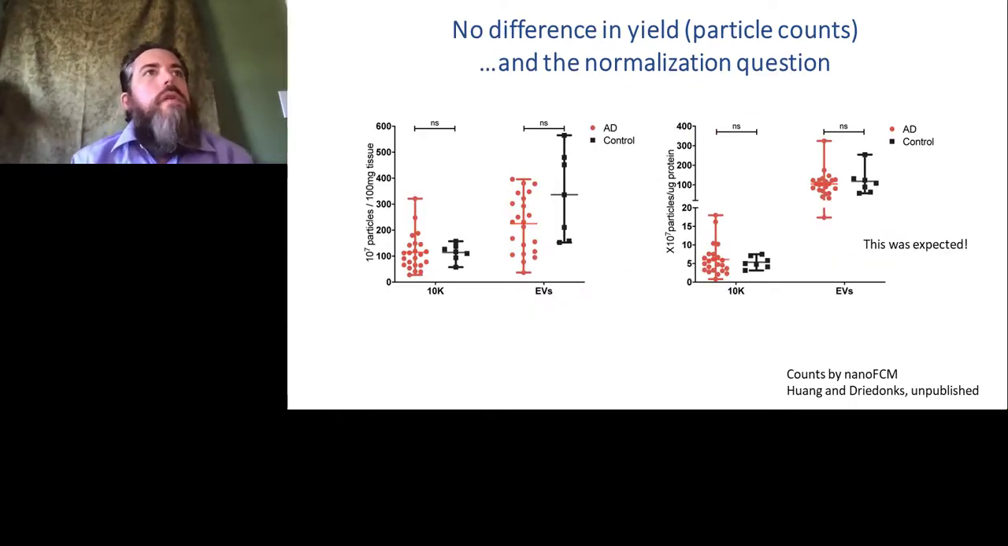Interestingly, we did not see any difference in the yield between the AD and the control. I'll come back to the ApoE genotype in just a moment. We did observe, however, that it depended on how we normalize these counts. We could normalize to the amount of tissue, or we could normalize to the number of particles. Over here on the right, you can see that I have that 10K, that relatively impure fraction, and I'm comparing it with the EV fraction. The reason for that difference in the particle yield per microgram of protein is that the EVs have a lot less contaminating protein in them than that earlier fraction. And so we have a much higher particle count to protein ratio.